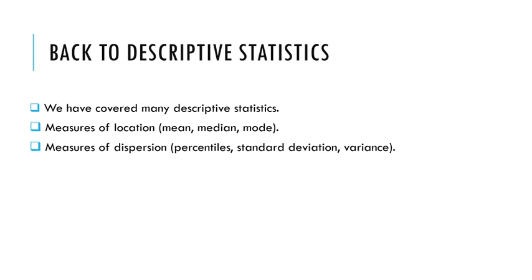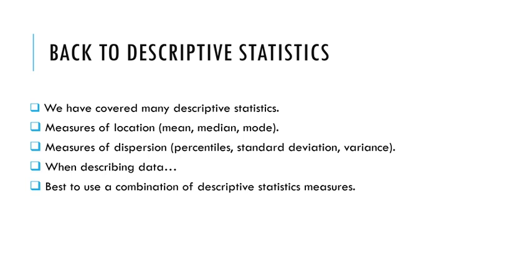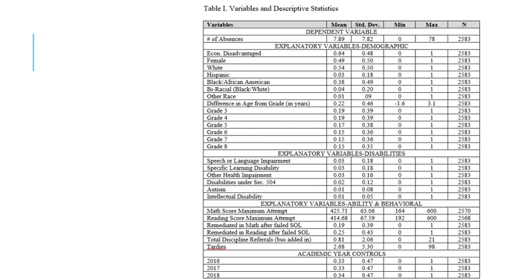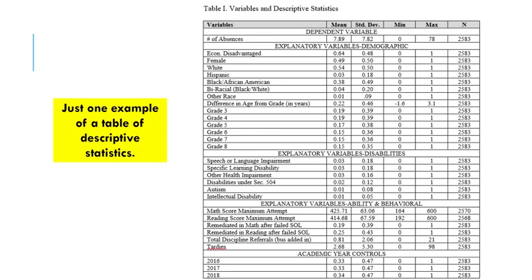Again, remember percentiles is a measure of location, but we use those to get the interquartile range. We talked about standard deviation. We talked about variance. So when describing data, it's best to use a combination of descriptive statistic measures. There's no one measure that tells us everything that we want to know. So for example, you might have a report that looks like this.